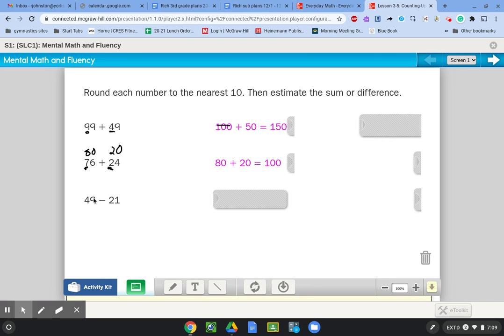This one should be really easy too. 49 is much closer to 50. 21 is much closer to 20. 50 minus 20 is 30. All right, clear off your slates. Get ready for the next screen.